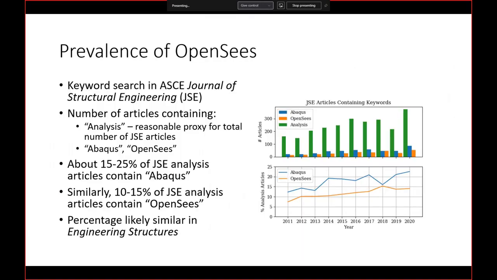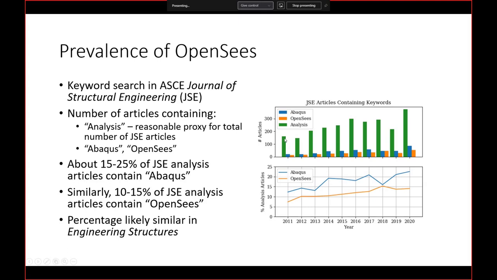Okay, and it's making its way into academic publications, of course. So, a little analysis I did last year on ASCE's Journal of Structural Engineering. I searched for all the articles containing the word analysis, which I think is a reasonable proxy for the total number of JSE articles. And then also searched for articles that contained Abaqus and OpenSees.